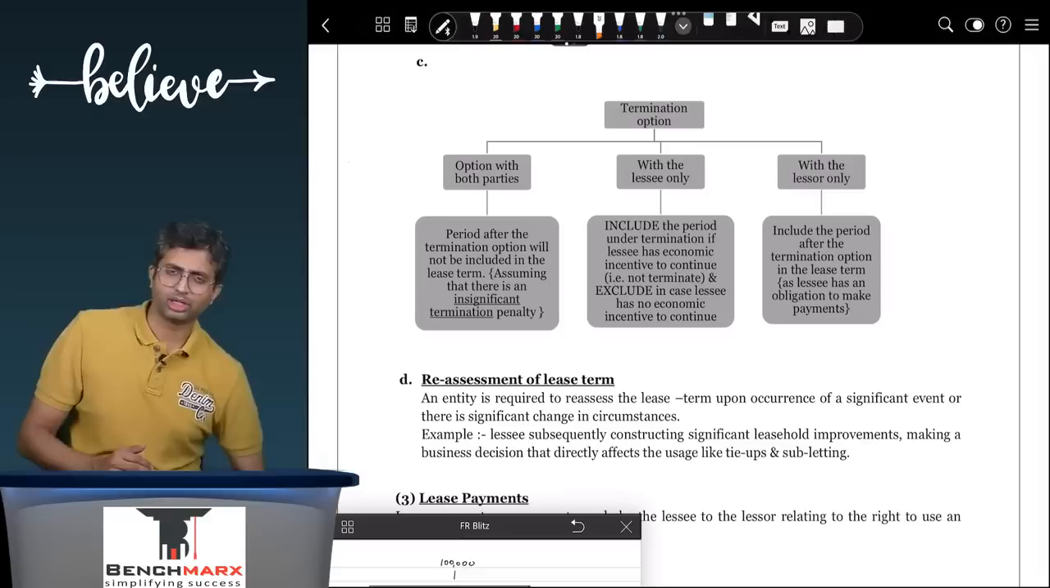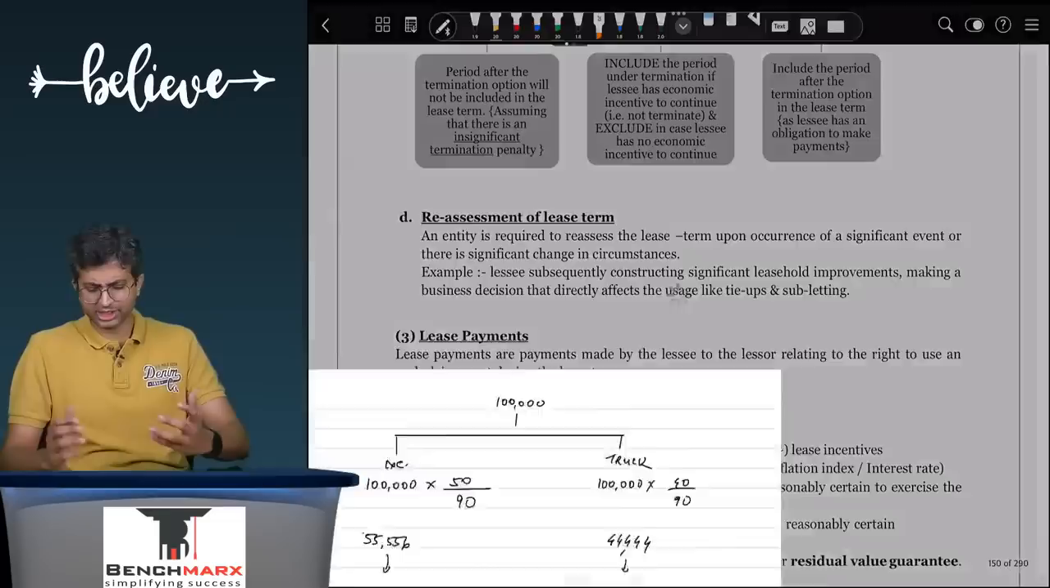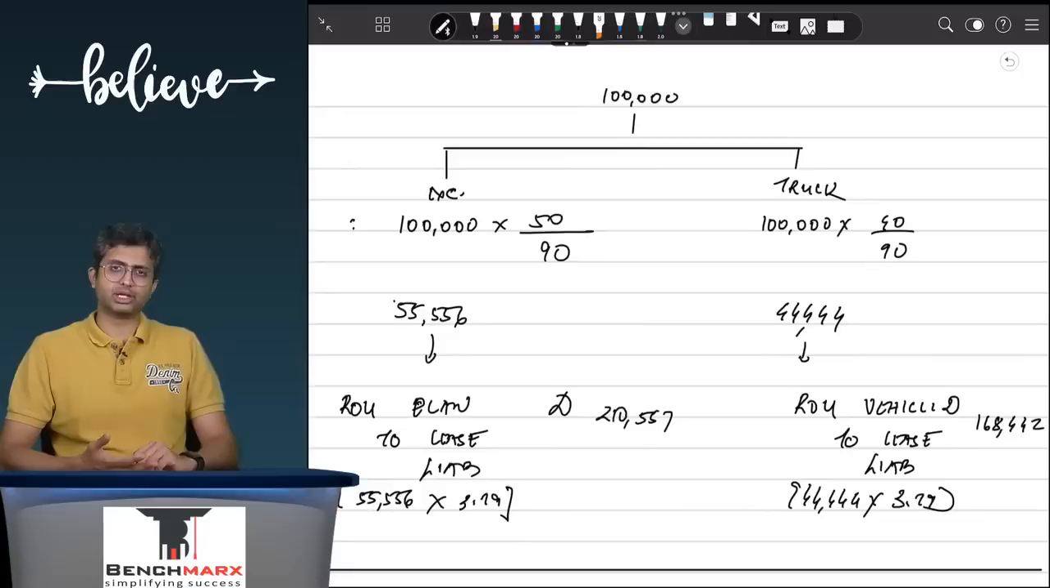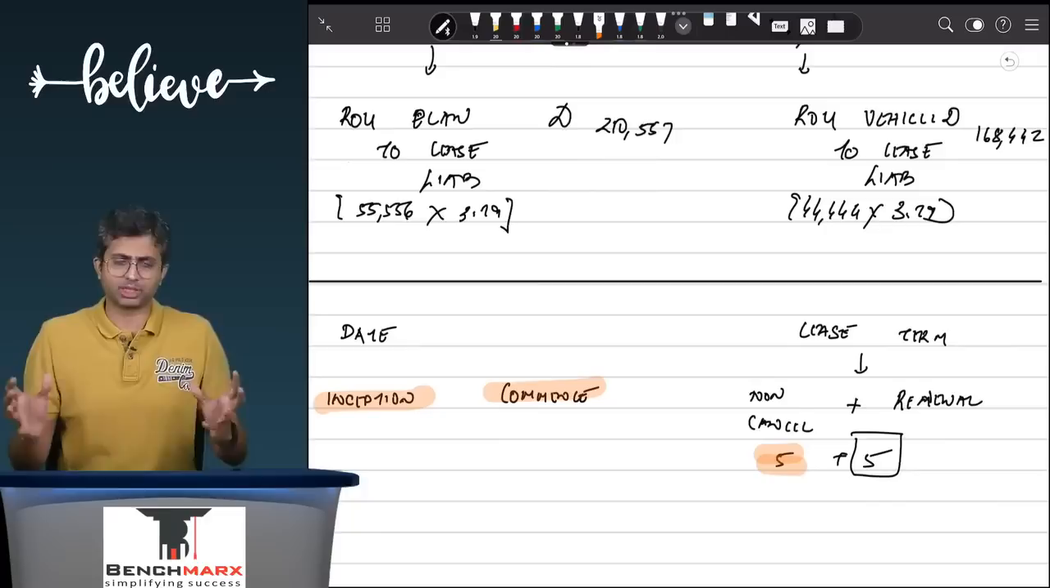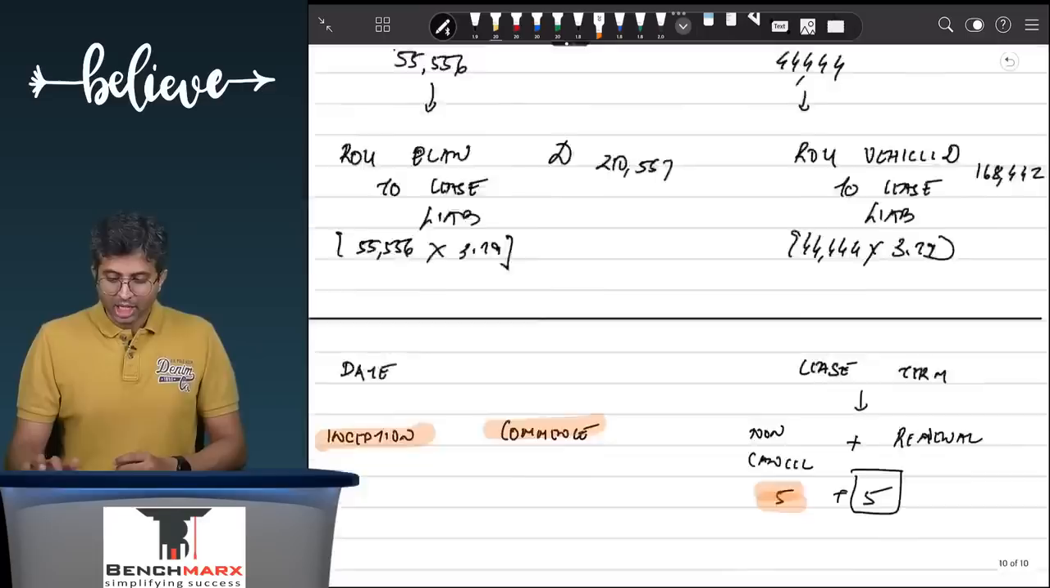Reassessment, can you continue to reassess the lease term? Yes, if the terms and conditions, if the factors change, we will reassess the lease term as well. So this is important because your ROU asset and lease liabilities are based on the present value of the future lease payments over the lease term. So you'll have to figure out whatever is the lease term.